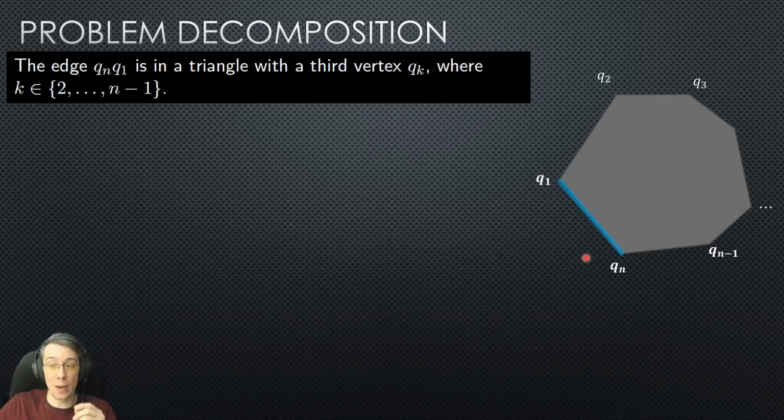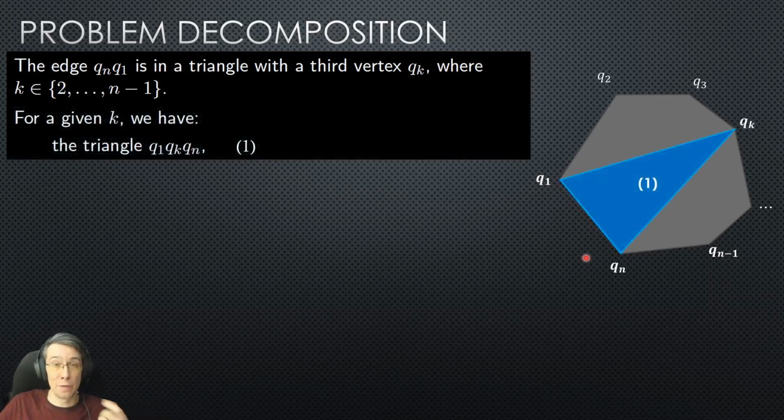That edge is going to participate in some triangle. When we triangulate this, that edge will be part of some triangle. And of course, that triangle will have a third vertex. So call that third vertex, besides q1 and qn, qk. Now, for a given k, if I fix that qk, what does our problem decomposition look like? Well, we have this triangle q1, qk, qn, right?